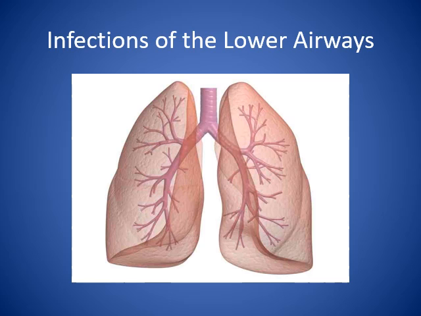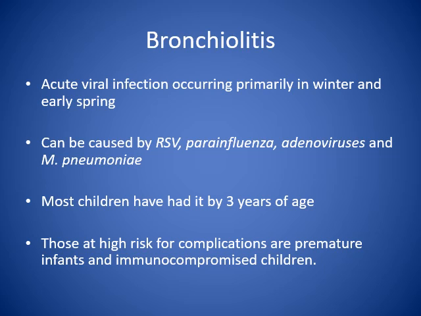So we're going to switch to infections of the lower airways now. So bronchiolitis, this is another umbrella term. Basically, it relates to an acute viral infection occurring primarily in the winter and early spring that affects more of the bronchioles of the airways. It can be caused by some of the same organisms that cause croup, but it just affects a different area of the respiratory system.